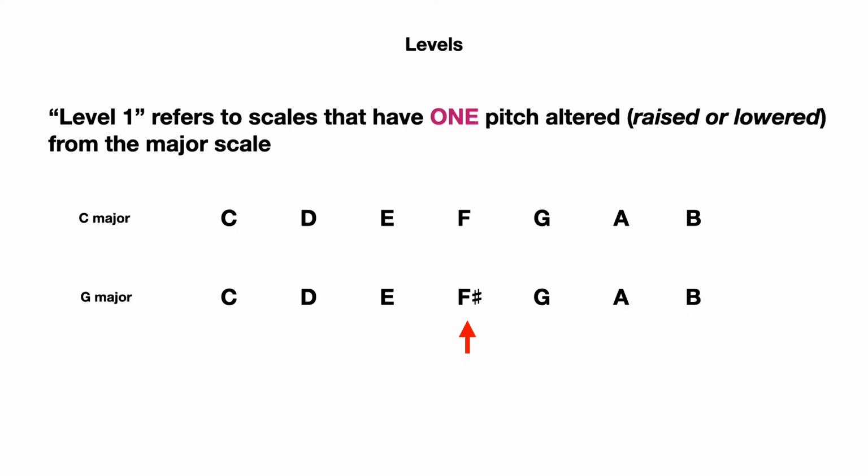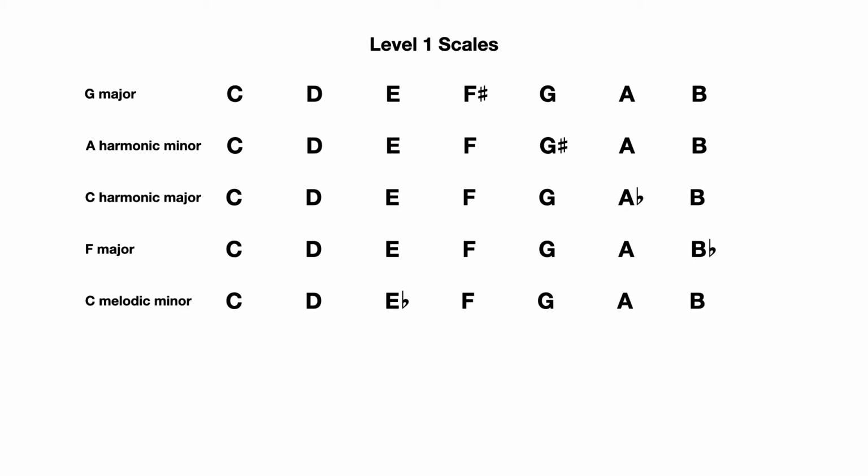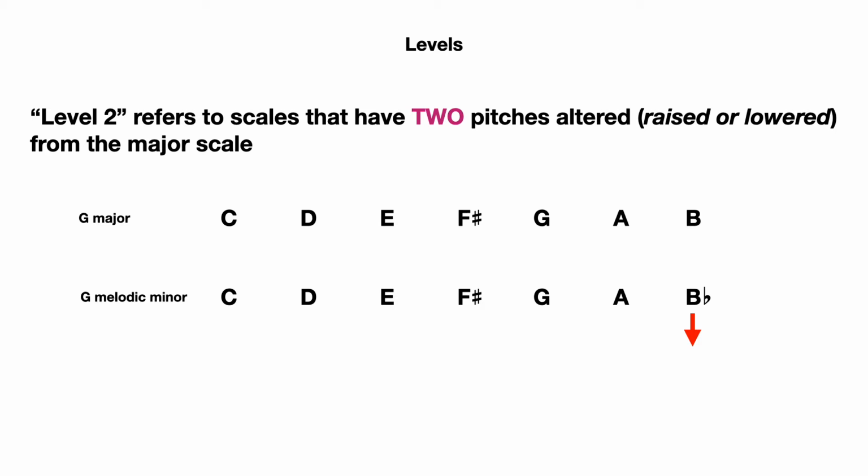So to review, Level 1 refers to scales that have one pitch altered from the major scale. So G major is a Level 1 transformation, or one level transformed from C major. There are 5 Level 1 scales. Level 2 refers to scales that have 2 pitches altered from the major scale.